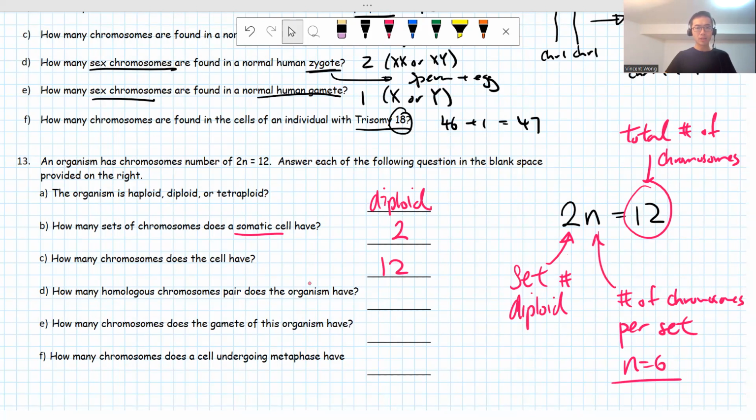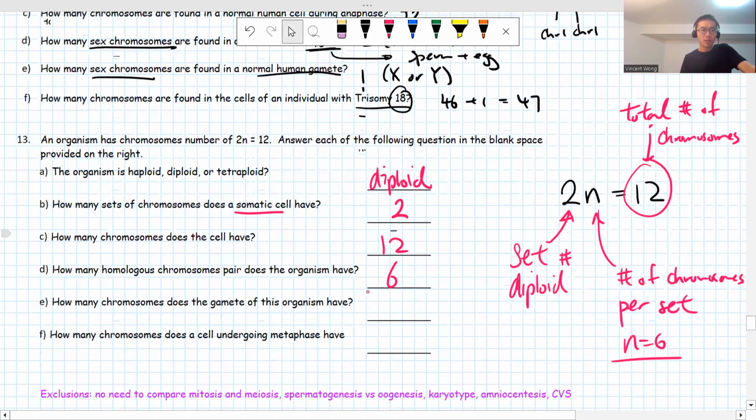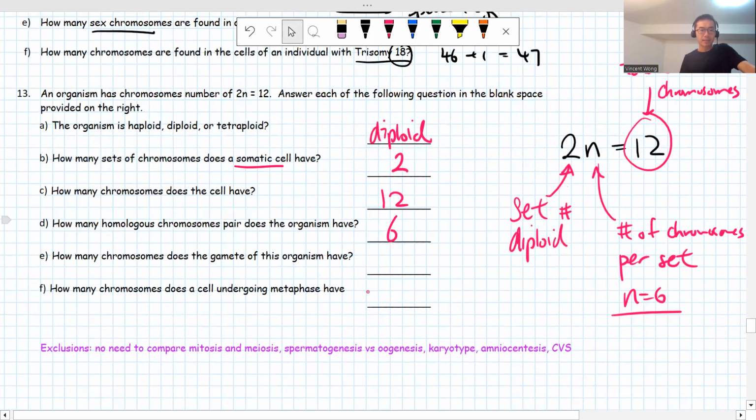How many homologous chromosome pairs does the organism have? It has 2 sets, and each set has 6, so 6 pairs. Just like we have 23 pairs. How many chromosomes does the gamete of this organism have? 6, half of the total. 12 divided by 2 is 6.